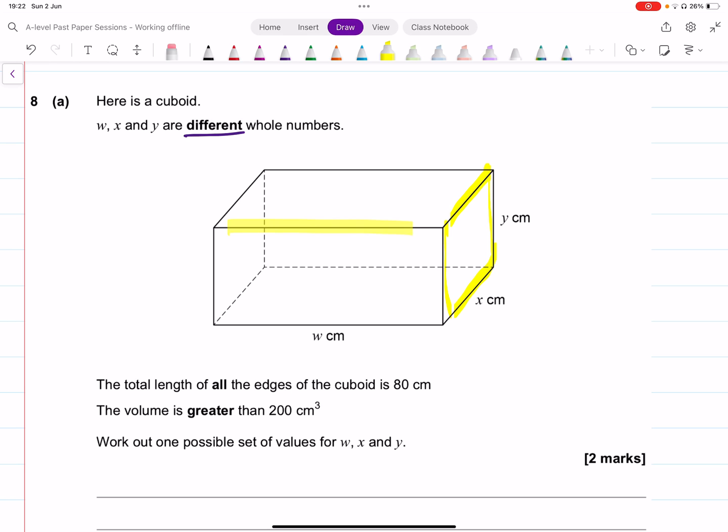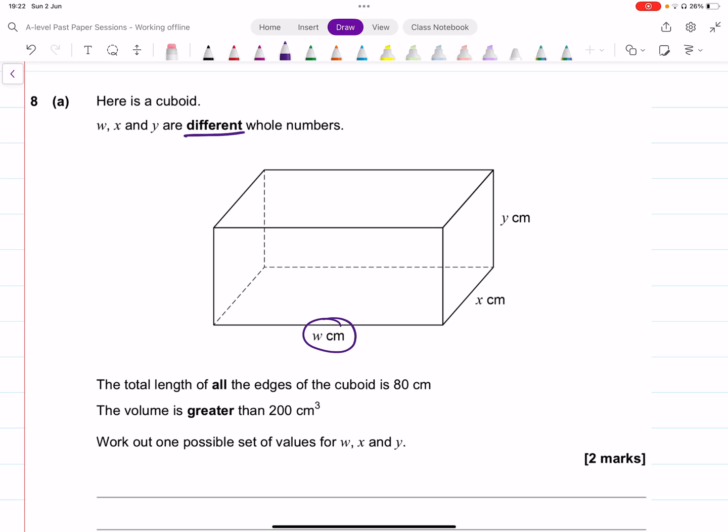These are 4, and then you have these edges here on this side, you have these edges here, and you have these edges here. Okay, so these are basically 12 edges in total. The total length of all the edges, they're saying that is 80.